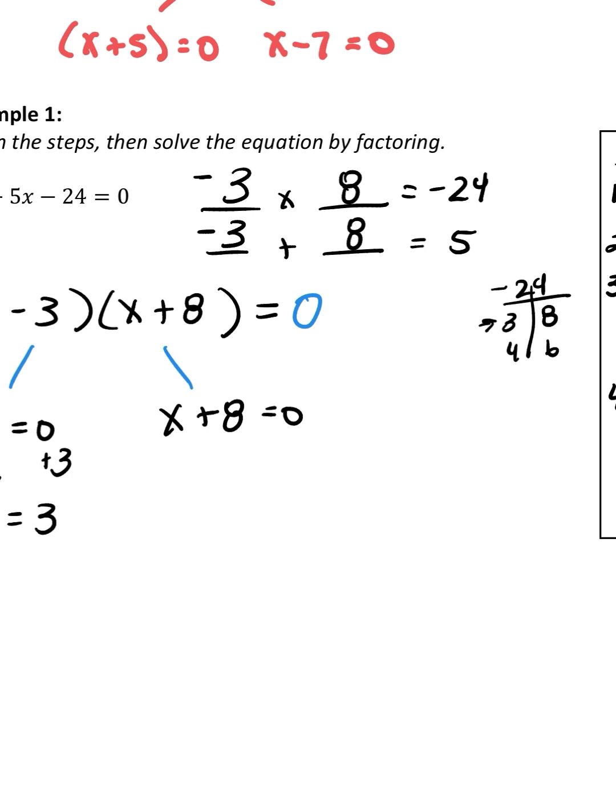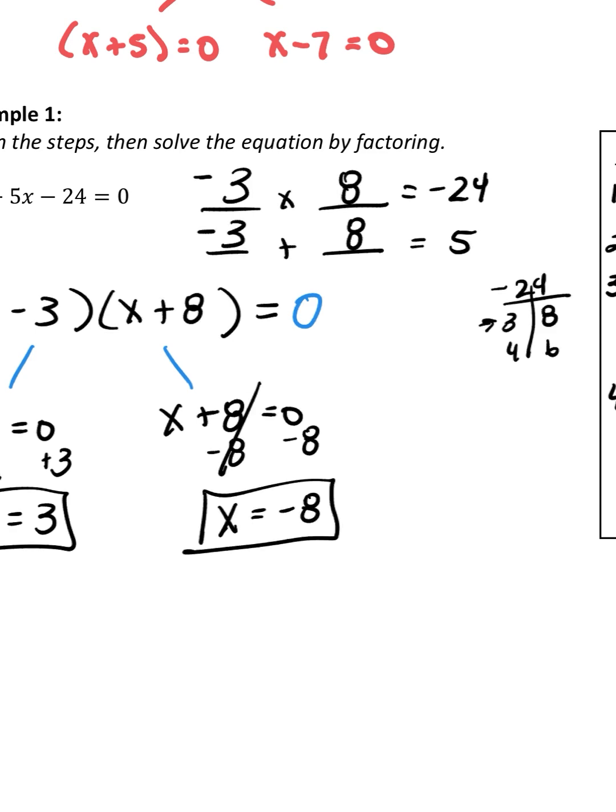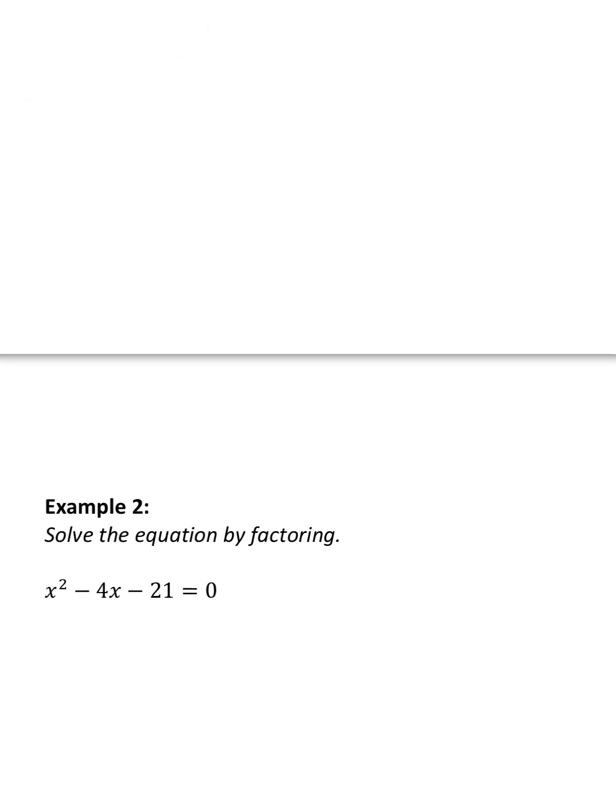So x is now equal to 3. And then here I'm going to subtract 8 from both sides because I want x by itself, and x is negative 8. Okay, those are my two answers for solving this equation by factoring. All right, let's look at another example here.